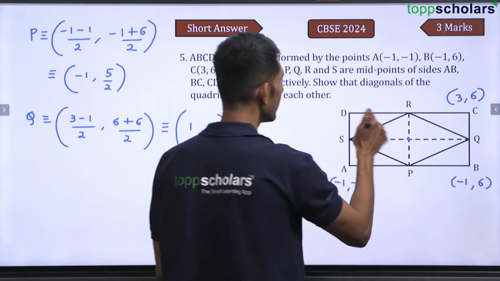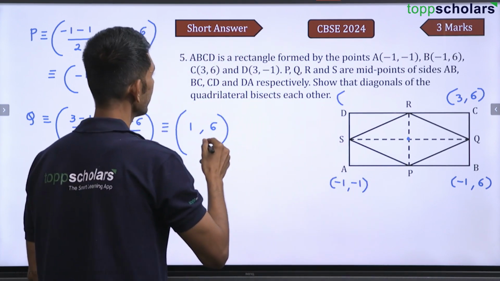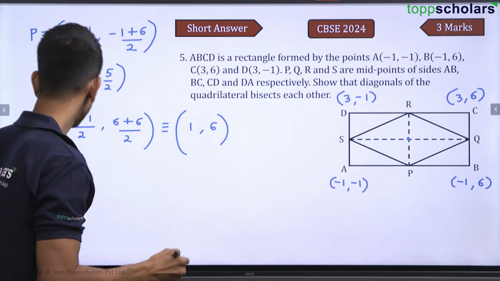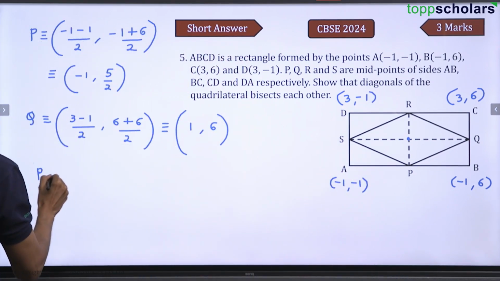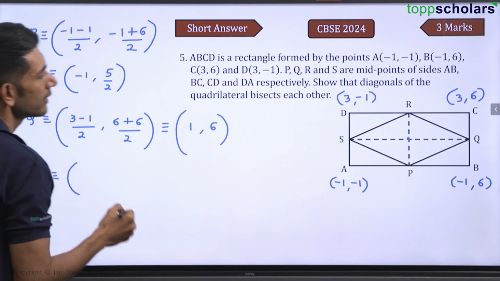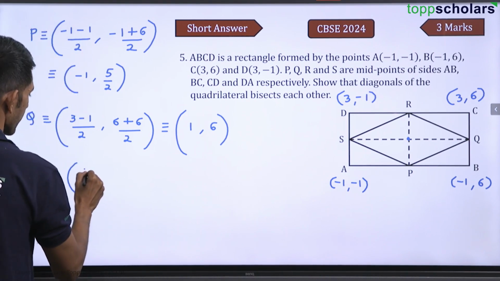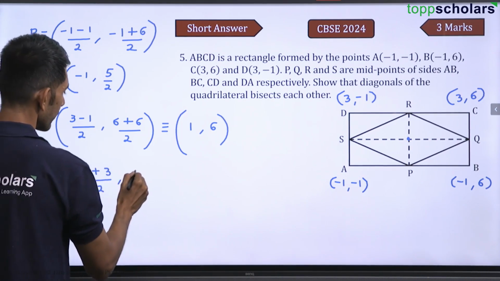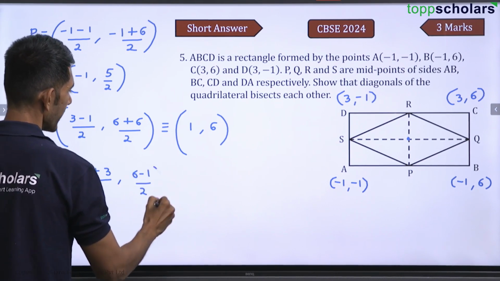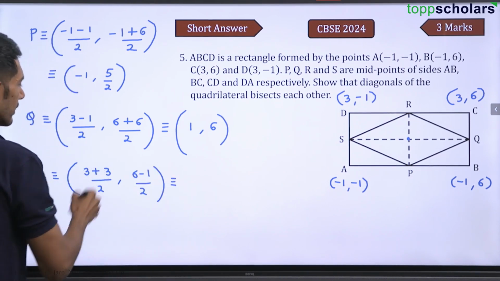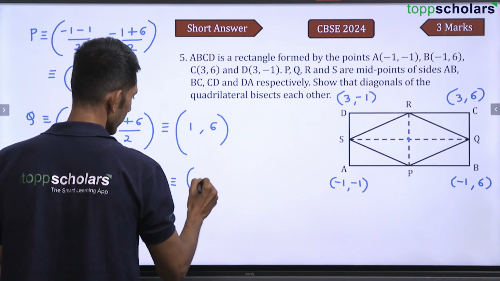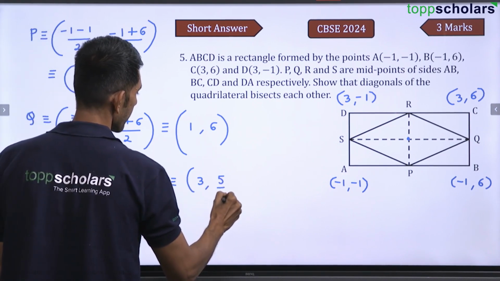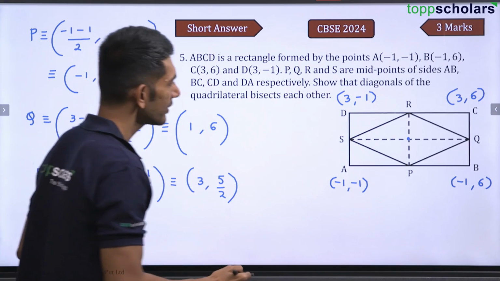Then you have point R, that is the midpoint of D and C. So that is 3, comma minus 1, right? So for point R, we have (3 plus 3), the whole divided by 2, comma, (6 minus 1) divided by 2. That is nothing but 6 by 2, that is 3, comma 5 by 2. Correct? So R is 3, comma 5 by 2.